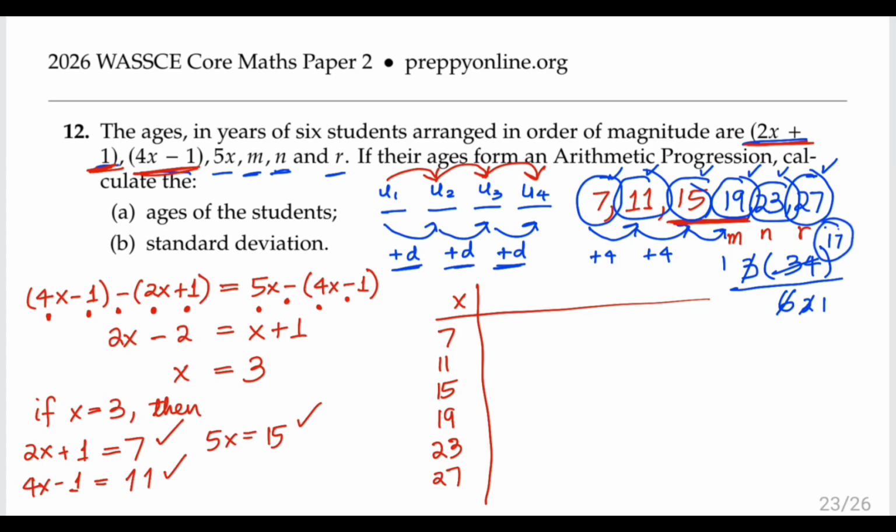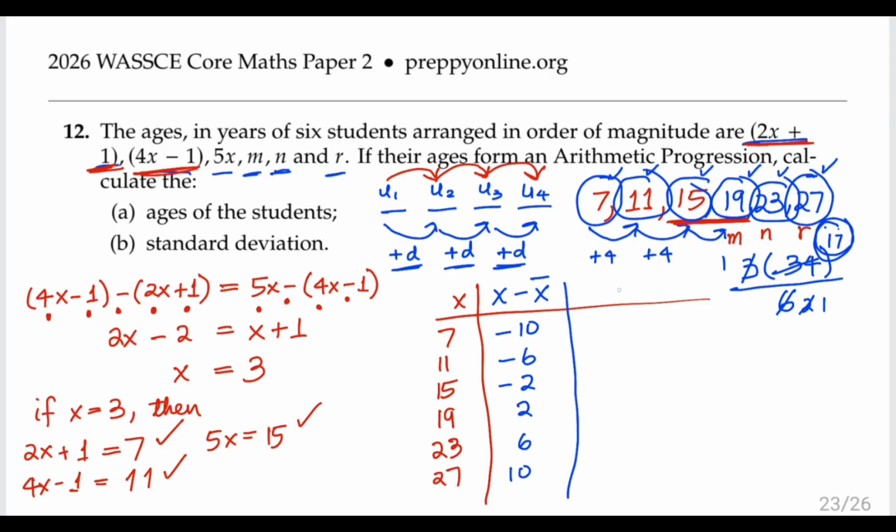But the important thing we needed was the mean, because here we want to write x minus the mean, which is x bar. So here we find 7 minus 17 is minus 10. 11 minus 17 is minus 6. 15 minus 17 is minus 2. 19 minus 17 is 2. 23 minus 17 is 6. And 27 minus 17 is 10.